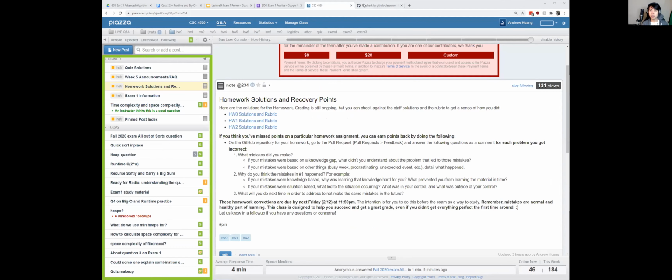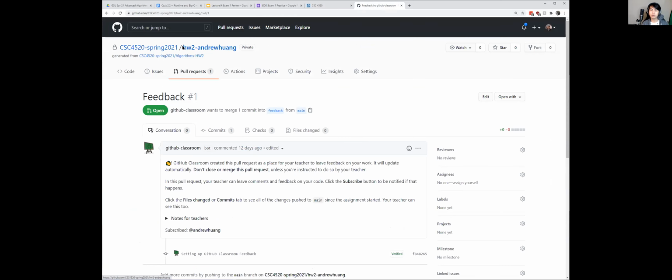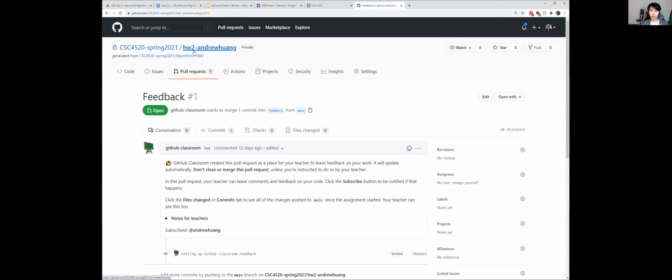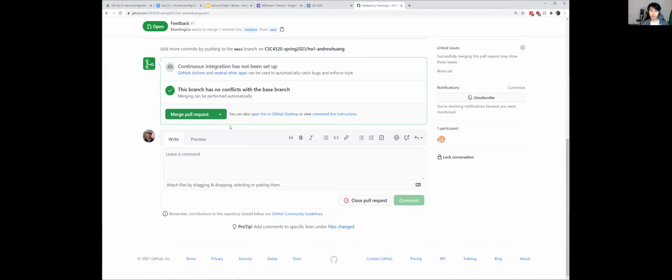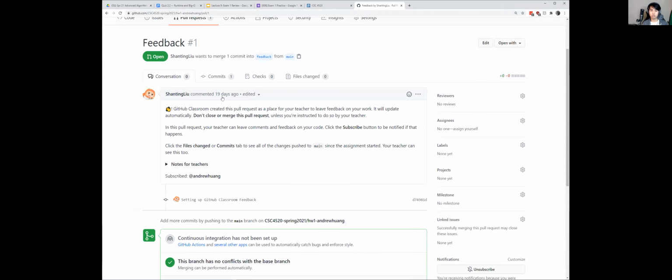So homework corrections are different for each homework. If I wanted to do homework corrections for homework 2, I would put my corrections for homework 2 here, right? There's going to be one for homework 1. For example, here's my submission for homework 1, and I would have to go and add my corrections for each homework independently.